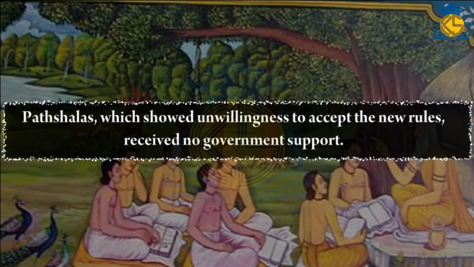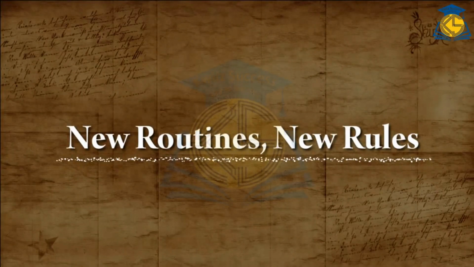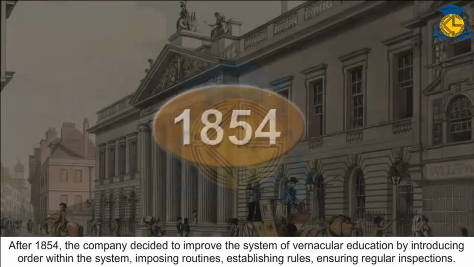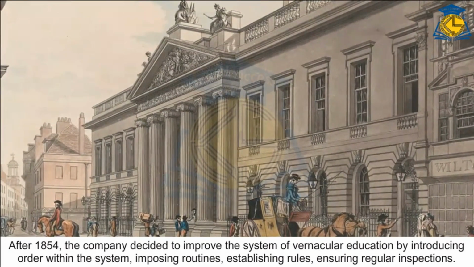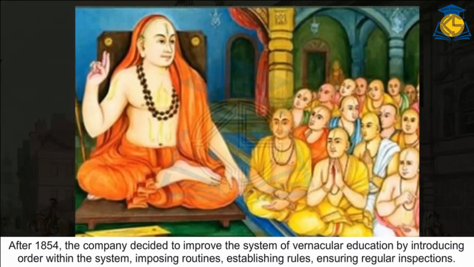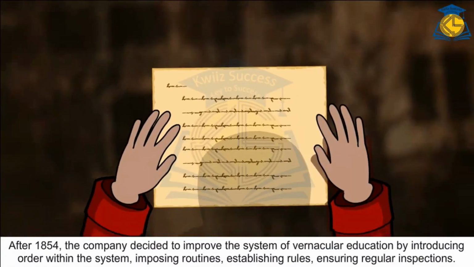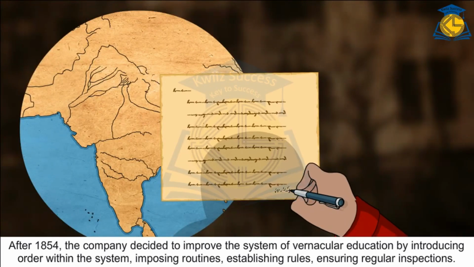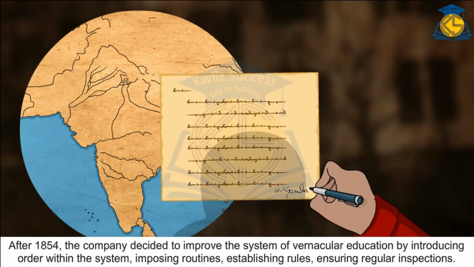Pathshalas which showed unwillingness to accept the new rules received no government support. New routines, new rules. After 1854, the company decided to improve the system of vernacular education by introducing order within the system, imposing routines, establishing rules, ensuring regular inspections.